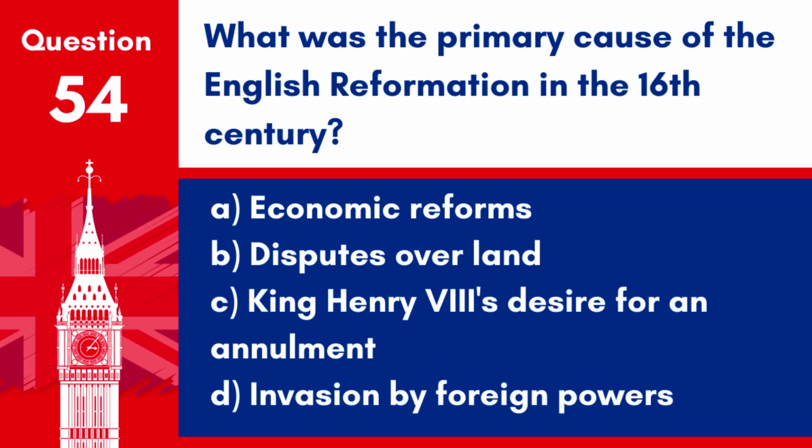Question 54. What was the primary cause of the English Reformation in the 16th century? A. Economic reforms. B. Disputes over land. C. King Henry VIII's desire for an annulment. D. Invasion by foreign powers. Answer: C. King Henry VIII's desire for an annulment. His desire to divorce Catherine of Aragon and remarry was a key driver for the Reformation.